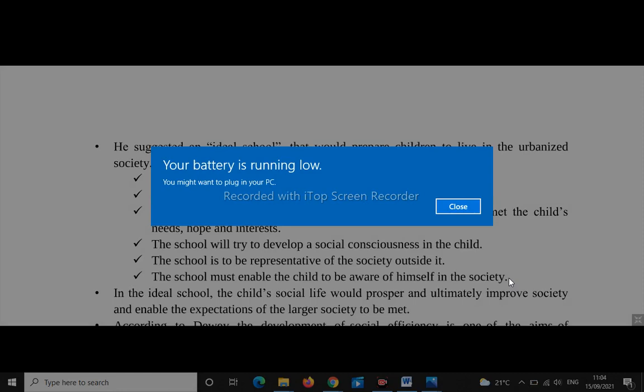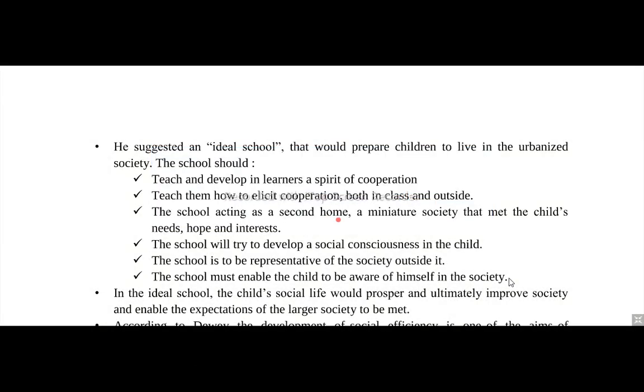The school acting as a second home, a miniature society that met the child's needs, hope, and interest. So the school should have that atmosphere, that when the children come to school, they would feel like they are in a second home. Maybe when you went to boarding school for the first time, I don't know how you felt. Did you feel as if you wanted to go back home, to be back in your day school, or did you fit in because of the atmosphere, the way it was set?